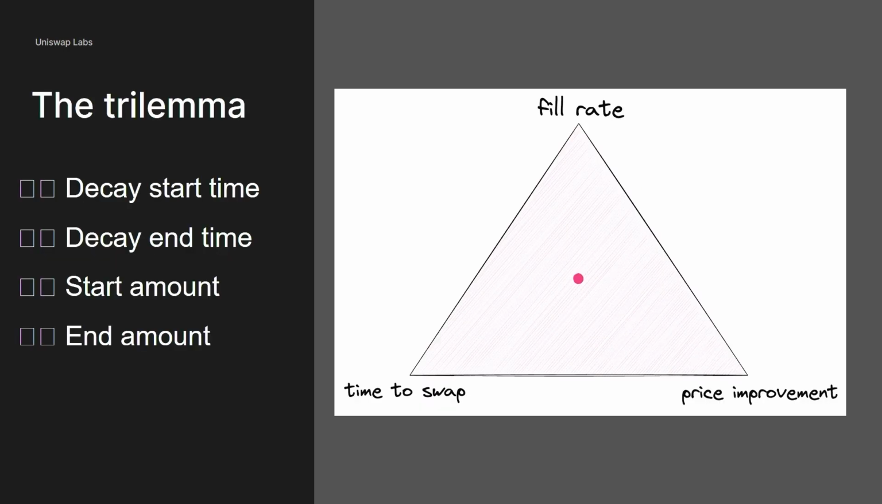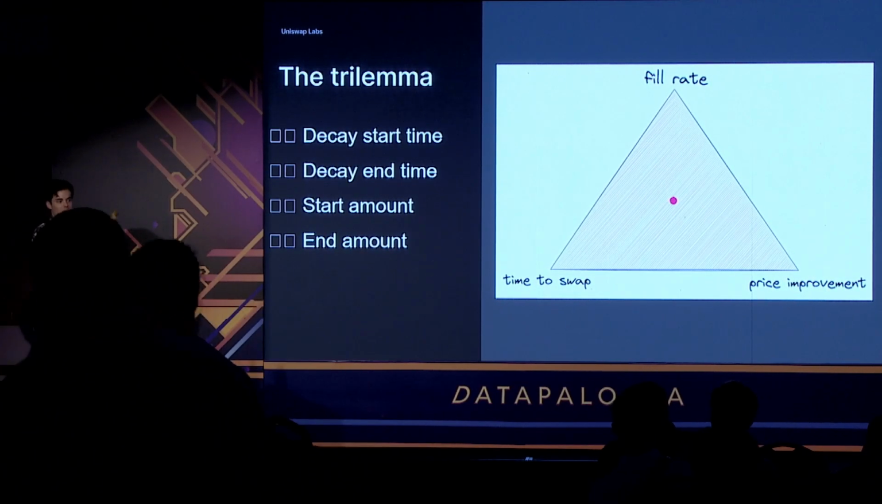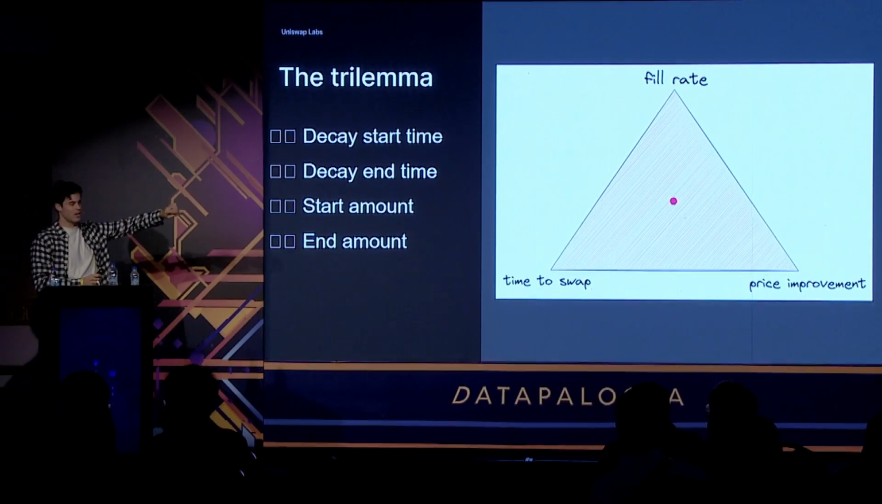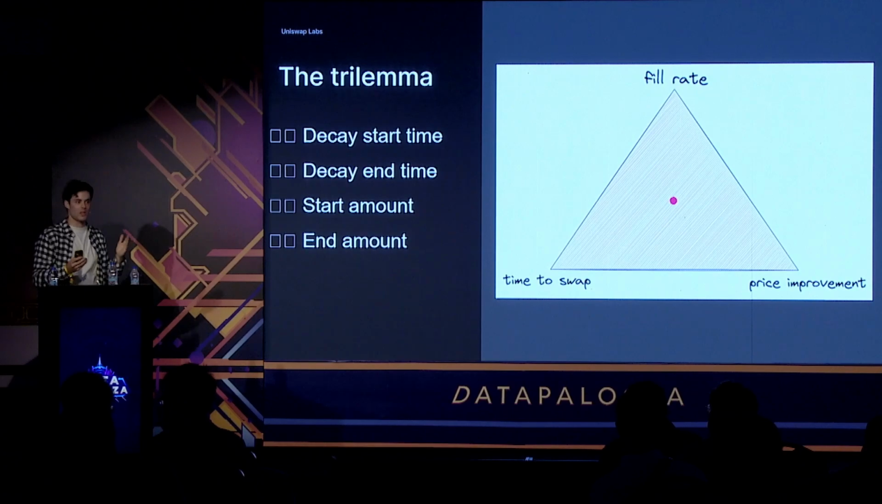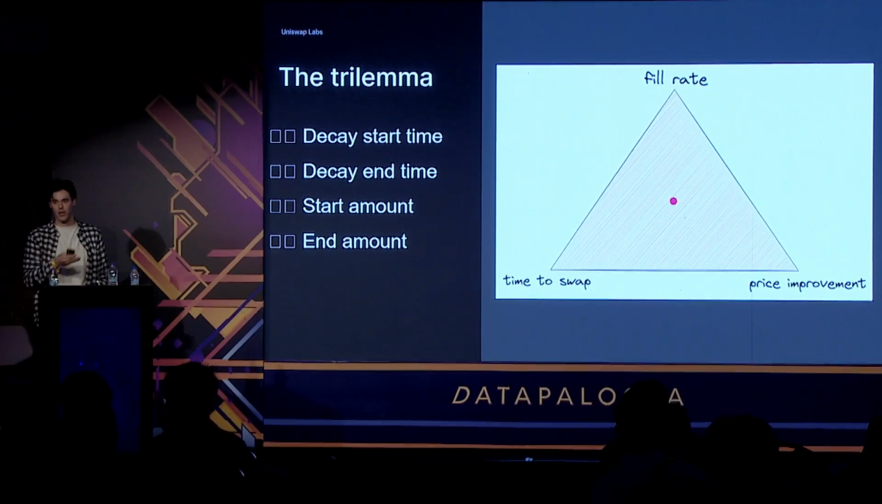All right, and so then when creating these orders, there's three things that we really care about. One is the fill rate, the time to swap, and then the price improvement. And depending on how we parameterize the configuration of these orders, you're going to end up at a different point in this trilemma, this metric trilemma. And we think there's an optimal point where you're making all the proper trade-offs and still giving people good swap outcomes.